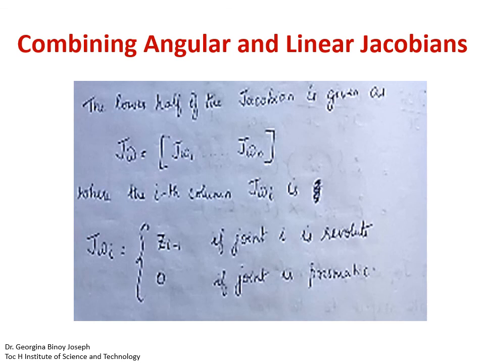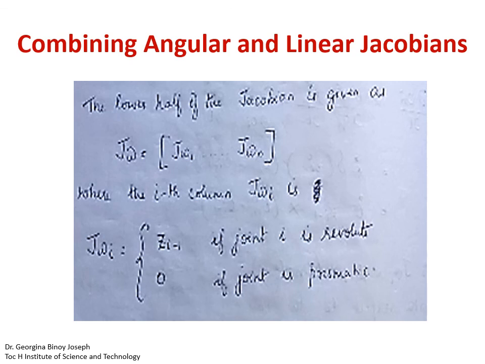So the lower half of the Jacobian, that is J omega, we had done in the beginning slides, J omega 1 to J omega n, where J omega i, if the joint is revolute, was Zi minus 1 to 0. This is what we got. So we have written it as Zi minus 1. If the joint is prismatic, we got J omega i as 0. So this is how we have derived the J omega and JV terms for the Jacobian.